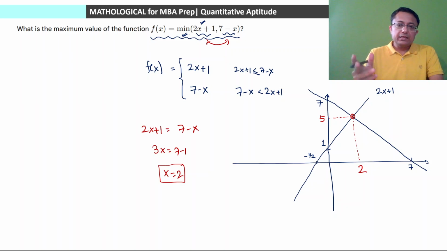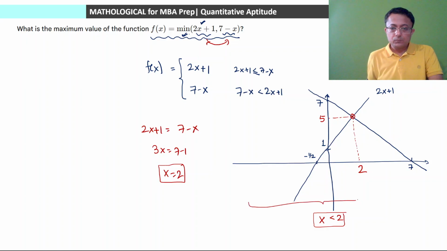Okay? And for x less than 2, in this region, on the left hand side of the intersection point, you can watch that the 7 minus x function is above 2x plus 1. Isn't it so? 7 minus x is always greater than 2x plus 1. So if 7 minus x is always greater than 2x plus 1 and our function is defined as the minimum value of these two, our function will be equal to 2x plus 1. And f(x) will be equal to 2x plus 1 when x is less than 2.